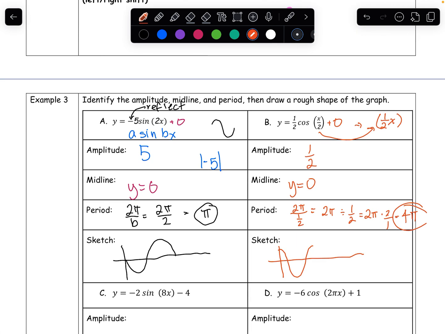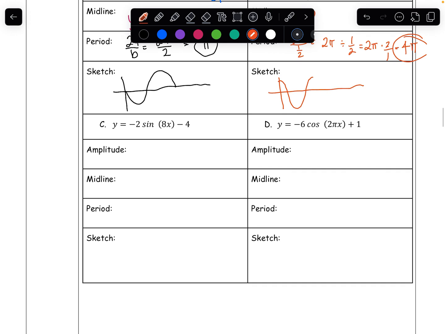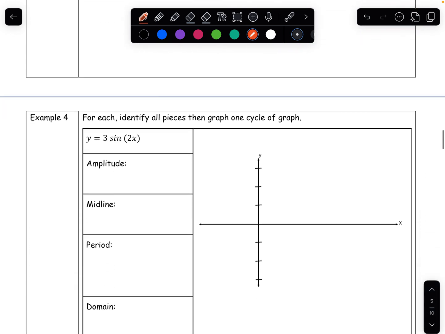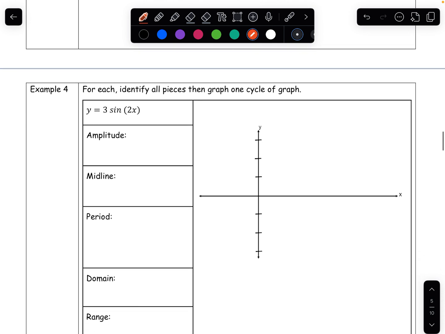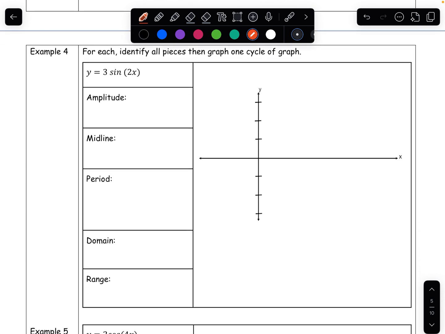Okay. I want you to try C and D on your own, and we'll go over them in class. But let's move on to example 4, where we're actually going to graph together.